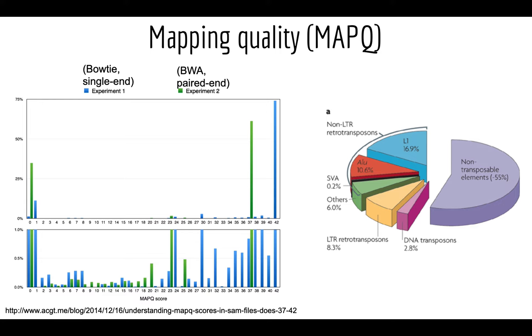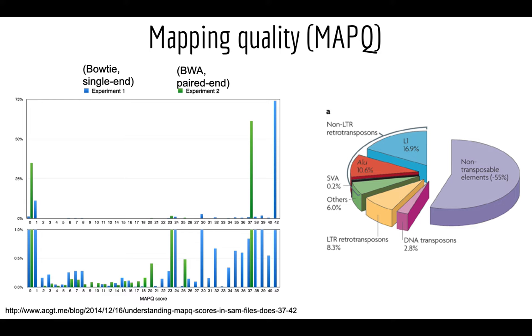And at the other end of the spectrum, Bowtie assigned like 75% of the sequences a mapping quality that says, yep, it's here, trust me, don't look anywhere else, got this. But you notice that BWA assigned no sequences the same confidence. The highest value that it gives is 37.